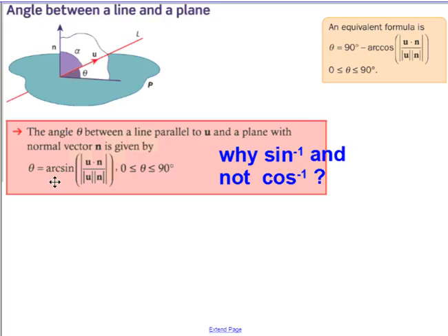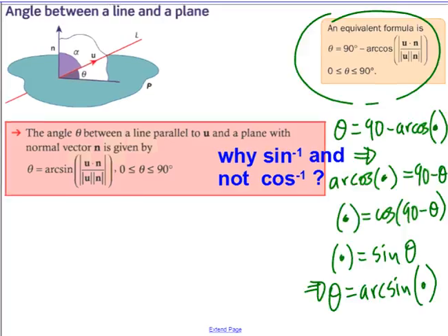You notice it's got arc sine. It's the same as the one we had before, but it has arc sine. So the question is, why is it arc sine and not arc cosine? And it's an easy answer. If we look at this formula here, which is what we did to find the angle between two lines, this finds the angle between the direction of the line and the normal vector of the plane, which is alpha. But that's not the angle we want. We want theta. But it's obvious that theta is 90 minus alpha.